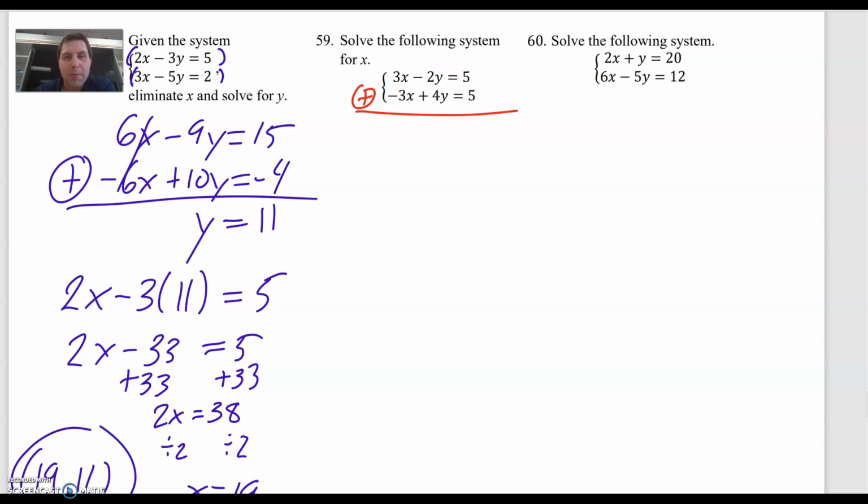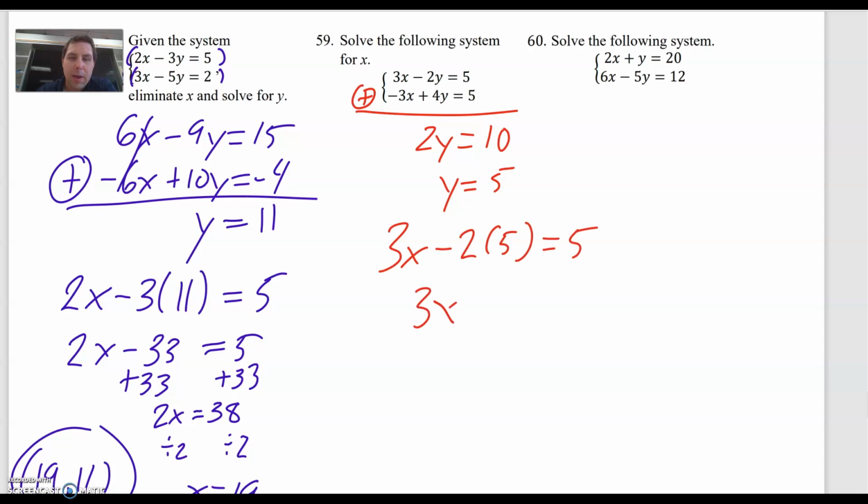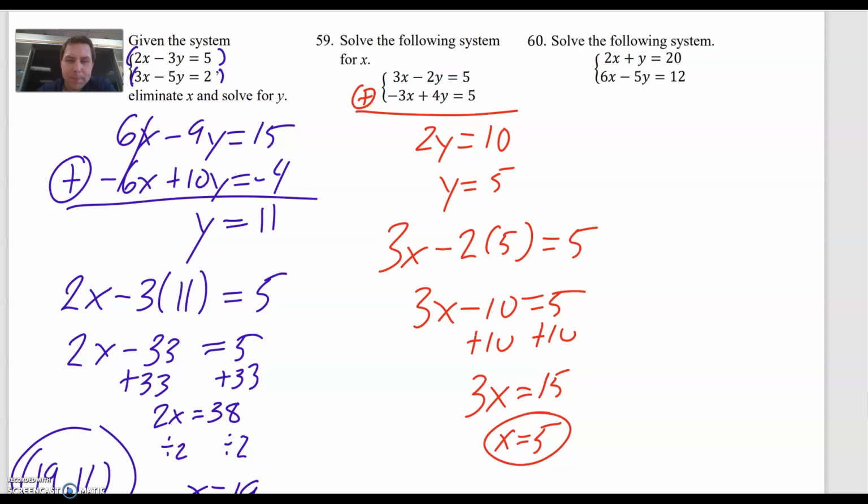So 3x plus negative 3x is 0. Negative 2y plus 4y would give me 2y. 5 plus 5 is 10. So therefore, if I divide by 2, y is equal to 5. Now that I know what y is, I can plug it back into either equation. I'll plug it back into the top one. This is now 3x minus 2 times 5 equal to 5. 3x minus 10 equal to 5. Add 10, add 10. And then I get 15, and you'll find that x is equal to 5.